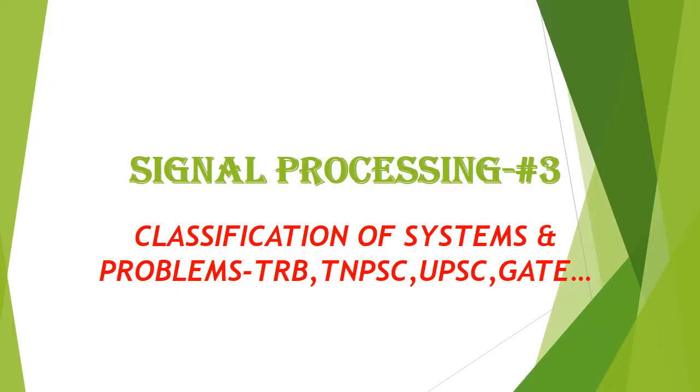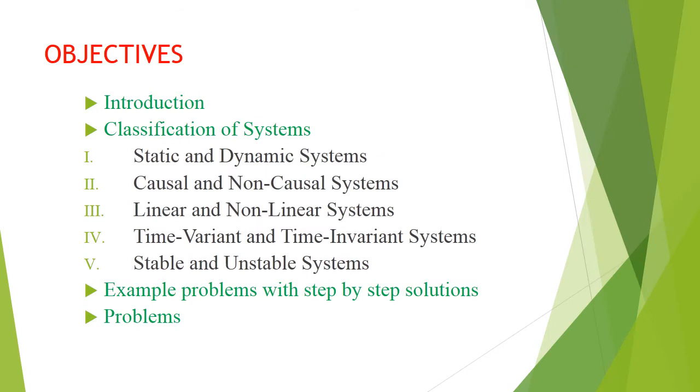In this video, we are going to see the classification of systems and some problems that are asked in the competitive exams. Our learning objectives are introduction about systems, then classification of systems. There are 5 classifications of systems. The first one is static and dynamic system, second one causal and non-causal system, third one is linear and non-linear systems, fourth one time variant and time invariant systems, and the fifth one is stable and unstable systems. Then some example problems with step-by-step solutions. Also problems that are asked in the competitive exams.